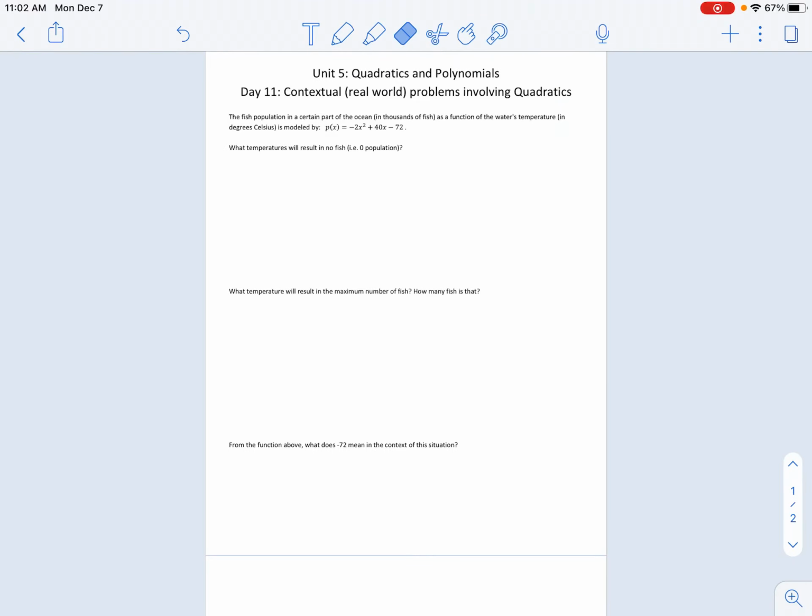All right, so these are the notes for day 11. We're going to be looking at some real world problems involving quadratics, and we're actually just going to look at this one question. It's talking about fish population in the ocean as water temperatures change. Hopefully we'll be able to do every problem on the homework based off of what we talk about here.